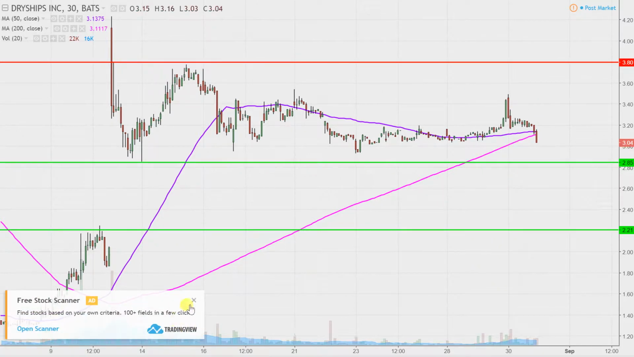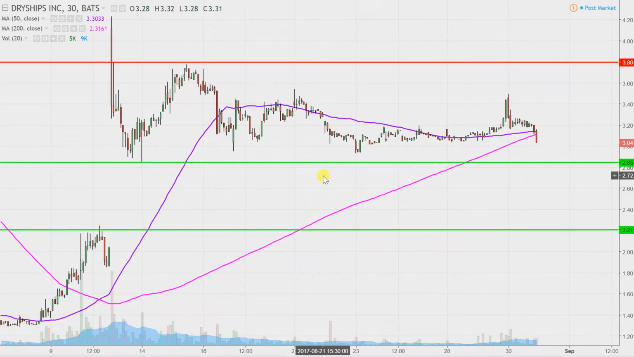But at least these levels give us some preliminary read on the strength, or lack thereof, of any opening price movement.